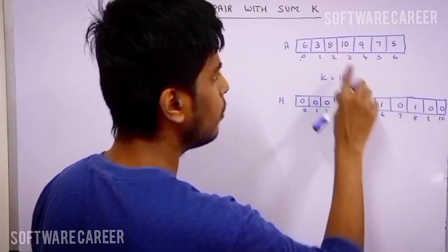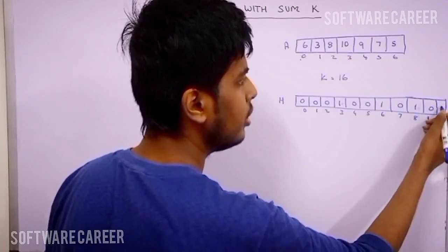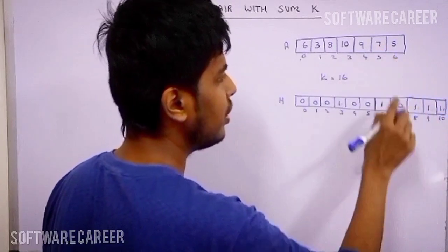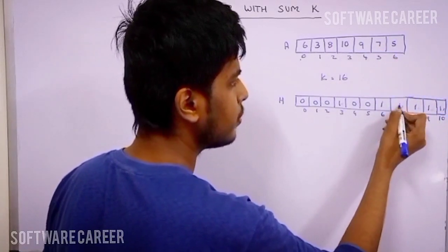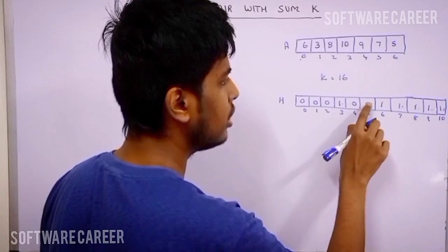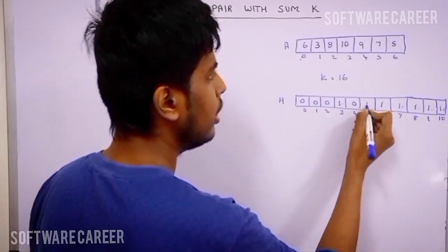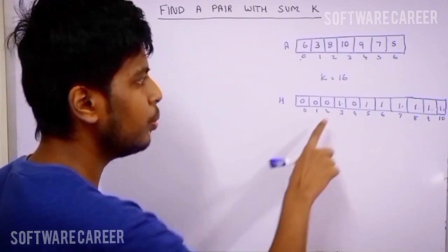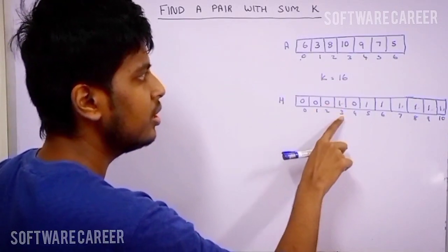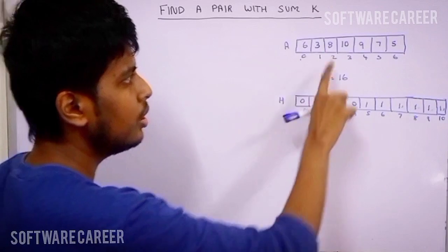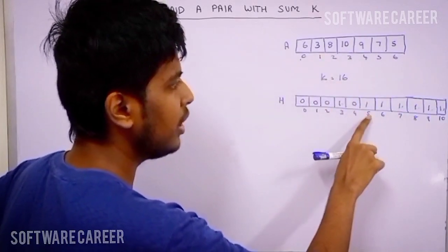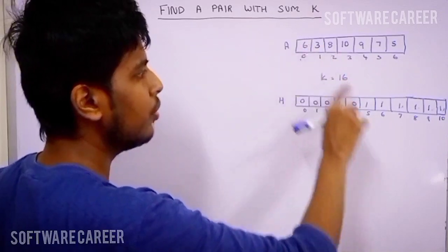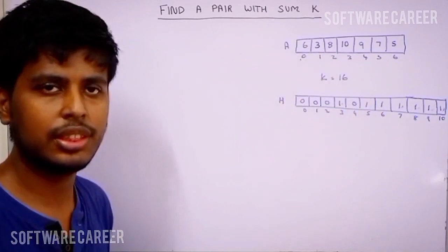Like that you should mark at the 10th index, 10th index 1. Then 9, so 9th index 1. Then 7, 7th index 1. Then 5, 5th index 1. See, like this you should mark. So this tells what elements are present. Suppose here 1 at index 3 means 3 is present in this array. Then 5th index is 1 means 5 is present here. Like this you can say.